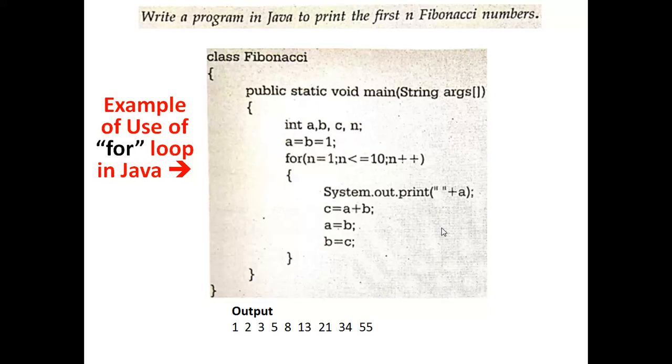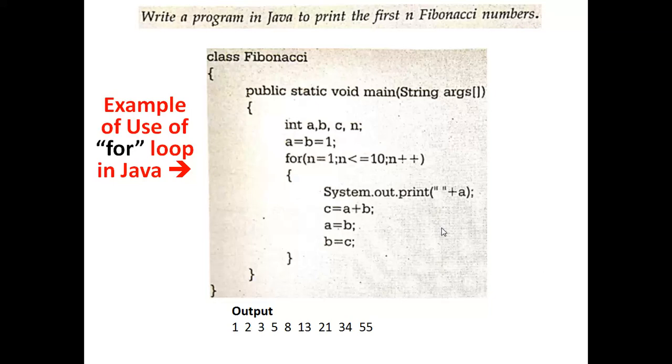Therefore, we have written class Fibonacci. In this, we have written one main function where we have declared four different variables, that is a, b, c and n, where a and b are equal to 1, and we have used one for loop. In this for loop, n is equal to 1. We are incrementing n up to 10. Therefore, we have written n <= 10, and we have incremented n with n++. Therefore, n will be incremented after executing one loop.